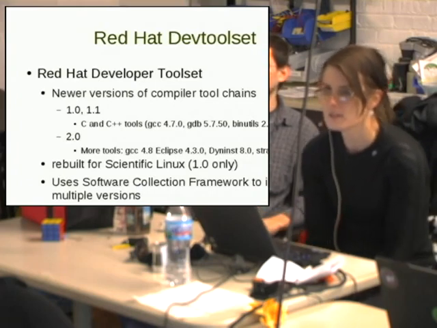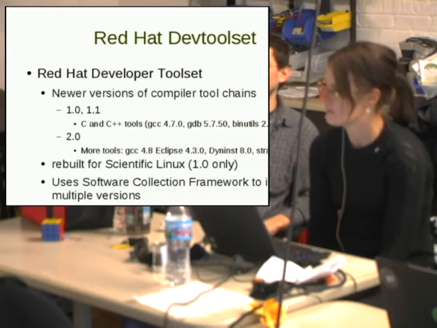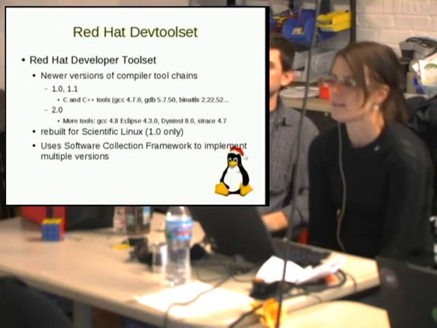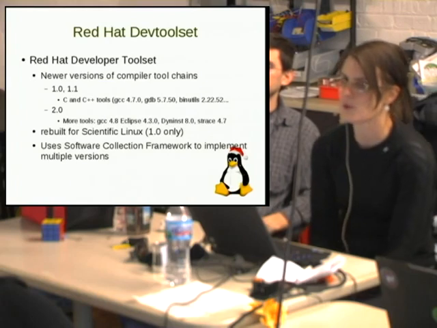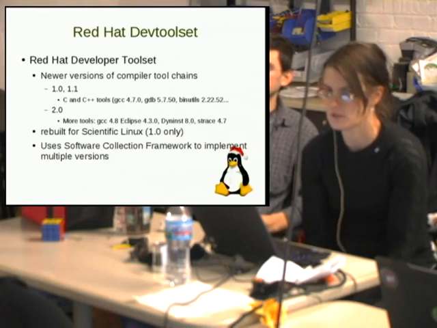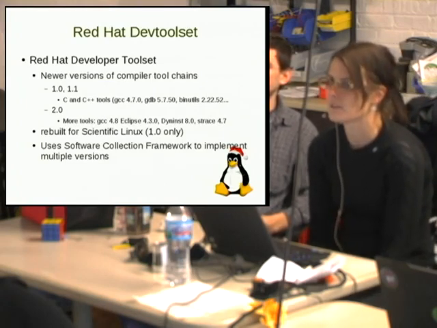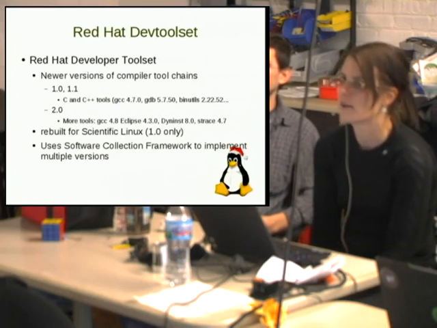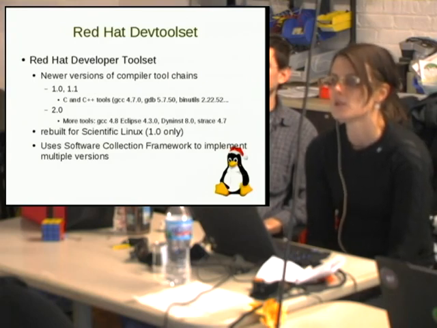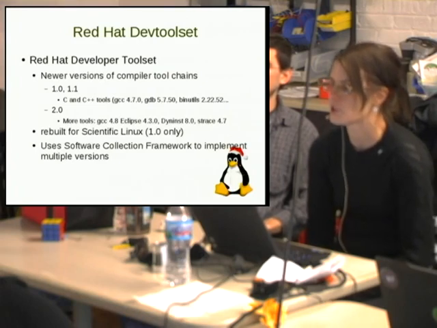Originally, Red Hat released a product called Developer Toolset, which had some newer versions of GCC and GDB and stuff like that. Those were offered as Software Collections, so to use those newer versions you had to use the Software Collections utilities. Developer Toolset 1 was rebuilt for Scientific Linux. We rebuilt it. 2.0 was released a little more recently. It has some even newer GCC and stuff like that.